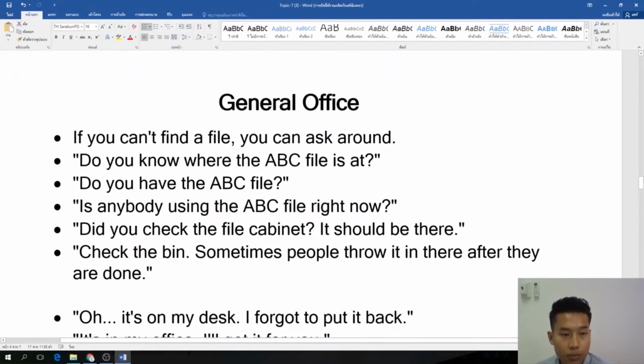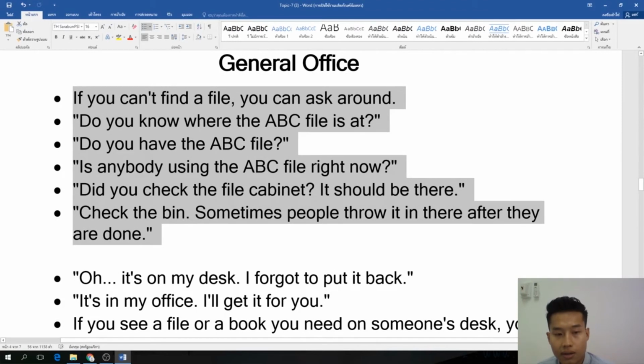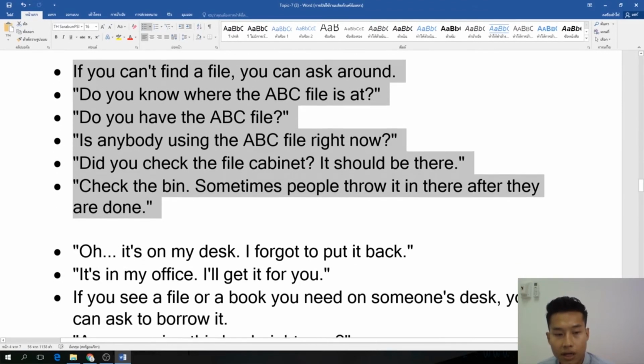Okay, we're going to read one more time here. If you can't find a file, you can ask around. Do you know where the ABC file is at? Do you have the ABC file? Is anybody using the ABC file right now? Did you check the file cabinet? It should be there. Check the bin. Sometimes people throw it in there after they are done.